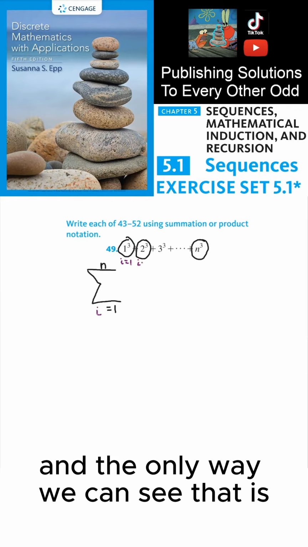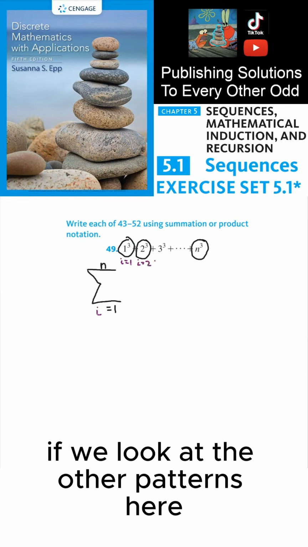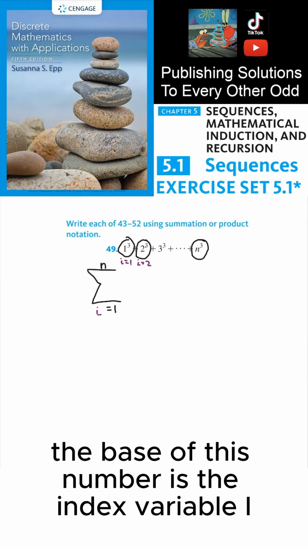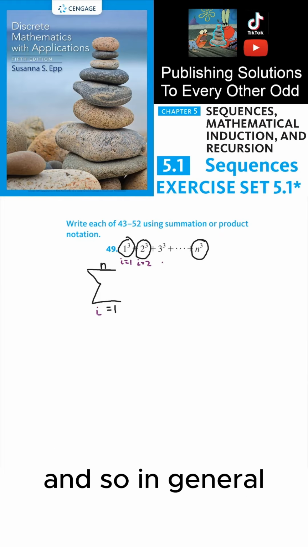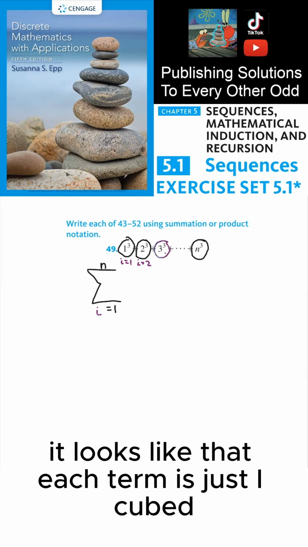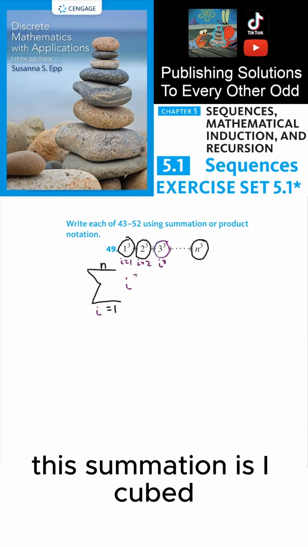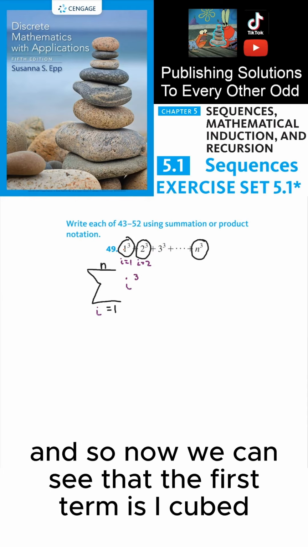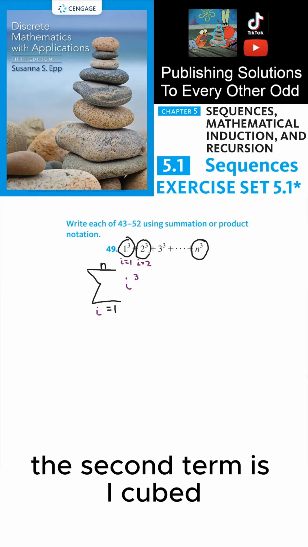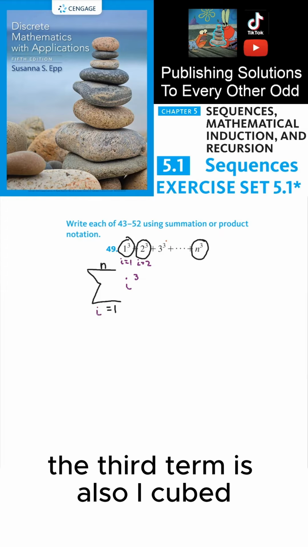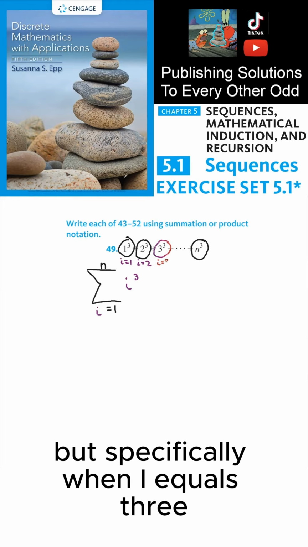And the only way we can see that is if we look at the other patterns here. When I equals 2, the base of this number is the index variable I. And so in general, it looks like each term is just I cubed, which means the expression for this summation is I cubed. And so now we can see that the first term is I cubed, the second term is I cubed, the third term is also I cubed, but specifically when I equals 3.